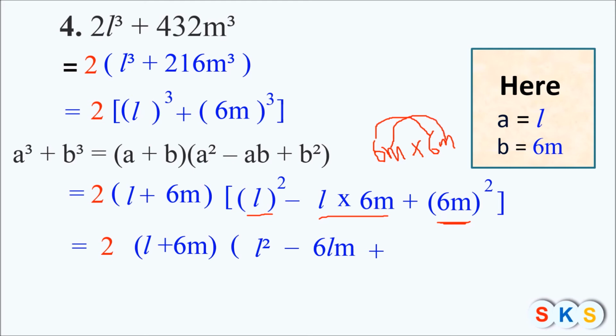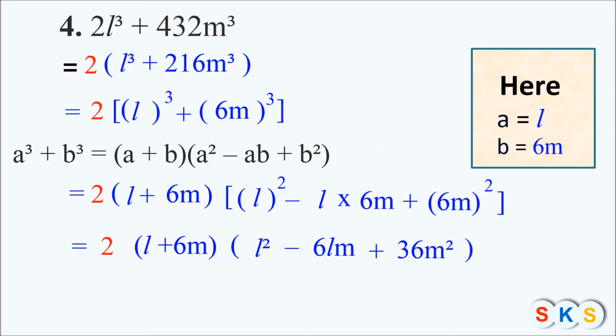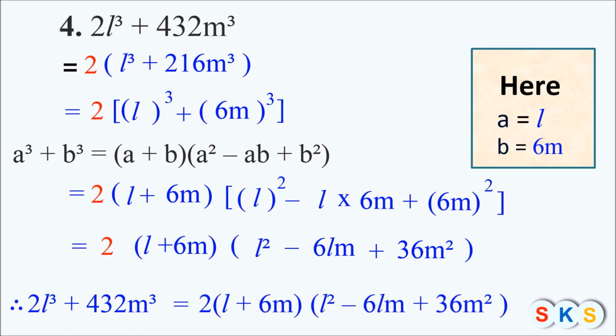So what we will get here? Square of 6m, we will get 36m square, close the bracket. Now it cannot be simplified further, therefore 2l cube plus 432m raised to 3 is 2 in a bracket L plus 6m, close the bracket, L square minus 6lm plus 36m square.